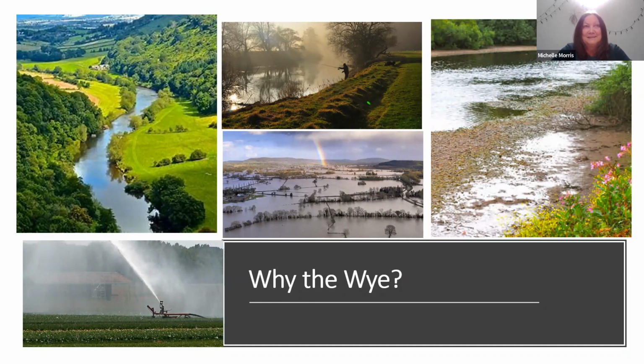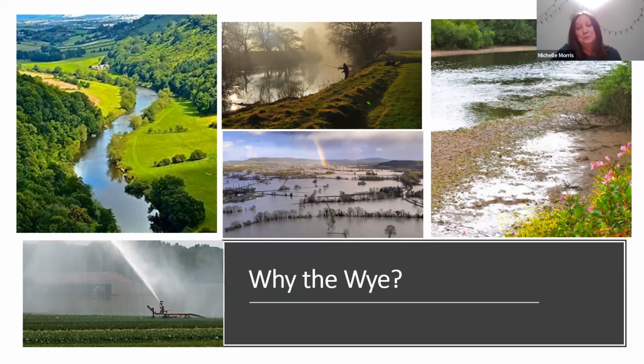Another layer of complexity to the Wye catchment is that the River Wye itself is a designated special area of conservation, or SAC, and some of its tributaries are SSSIs. So we need to work closely with Natural England, and we do so to agree and set targets, flow targets, in order to protect the ecological status of the river.